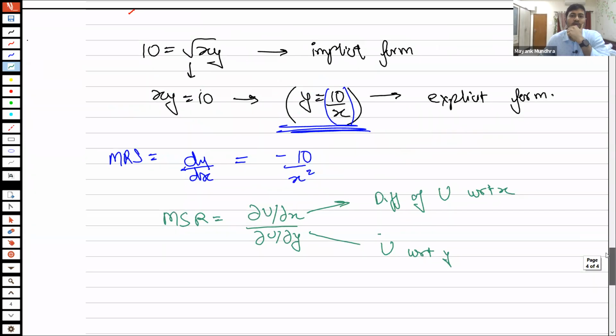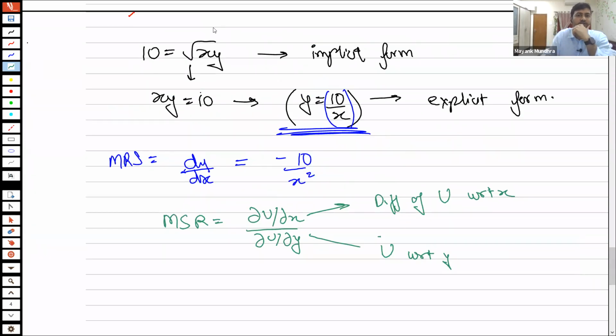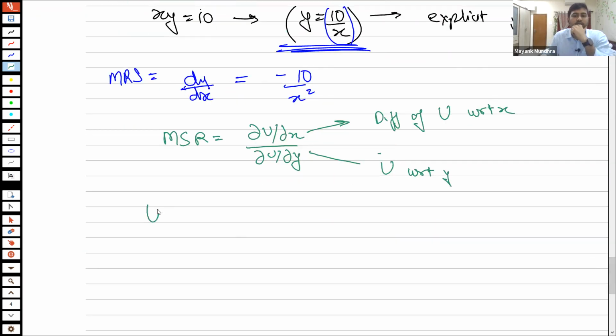So how do I put it into practice? I want to differentiate this utility function. The utility function is really just under root xy. This is the utility value. The function is root xy. So utility equals under root xy. I want to find the MRS, not MSR.